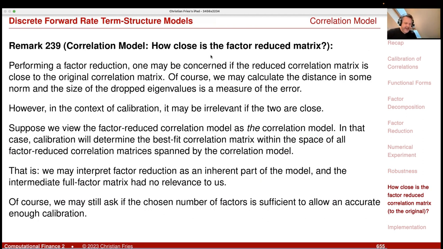And last remark, also very nice. How close is the factor reduced matrix to the original one? So performing the factor reduction, we might be concerned. Have we thrown away too much? Of course, this is an important question. You have to check that your model models the relevant movements relevant for your application. So if your financial product depends on the tilt of the interest rate curve, this factor should be part of your correlation model. So you should take this view of what are the possible movements of the curve.